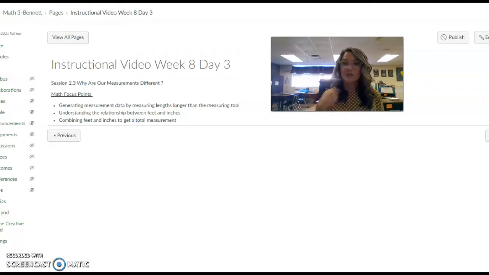You're going to jump and measure how far you jump. You are going to be flipping a coin, and you're going to be measuring the classroom, okay? You're still going to be working on understanding the relationship between feet and inches, and then also combining feet and inches to get a total measurement, okay?